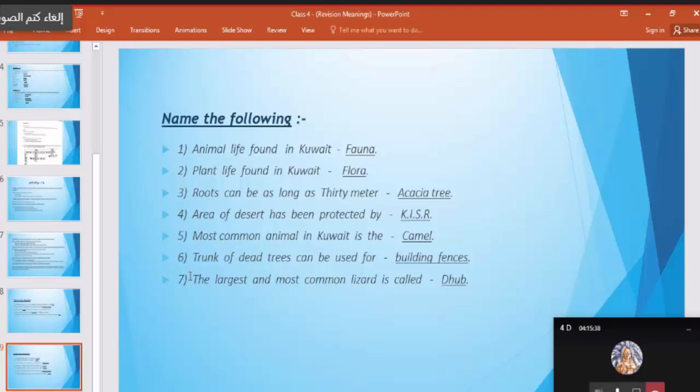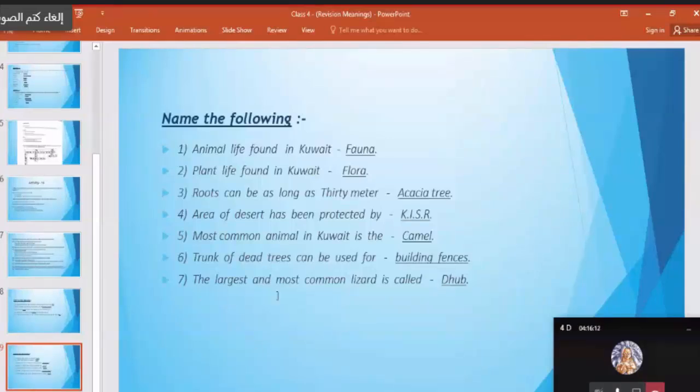Okay, now let us go to the sixth one. Trunk of dead trees can be used for building fences. I told you, especially when you go to see in the city area, you can see the houses are in between and there is a compound wall. I told you the other time when I was explaining the lesson. So the fences can be made of the date tree, the tamar tree. The trunk of the dead trees can be used for building the fences around the house, making the compound wall.